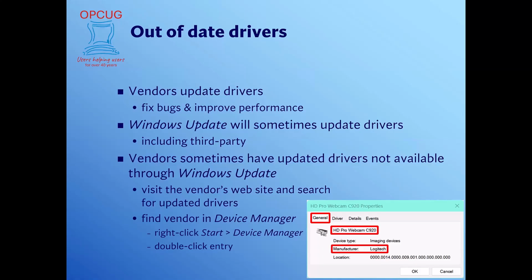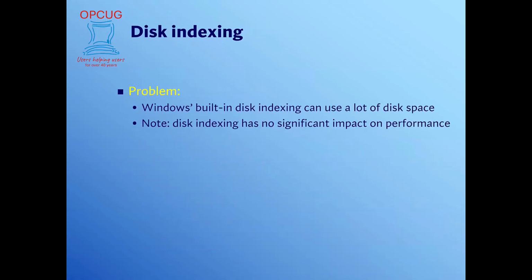To find out who the vendor is, you can go to the Device Manager. If you right click Start, go to Device Manager, find the particular hardware device and double click the entry, then you'll find out who the manufacturer was. And you can go to that website and see if there are updates available.